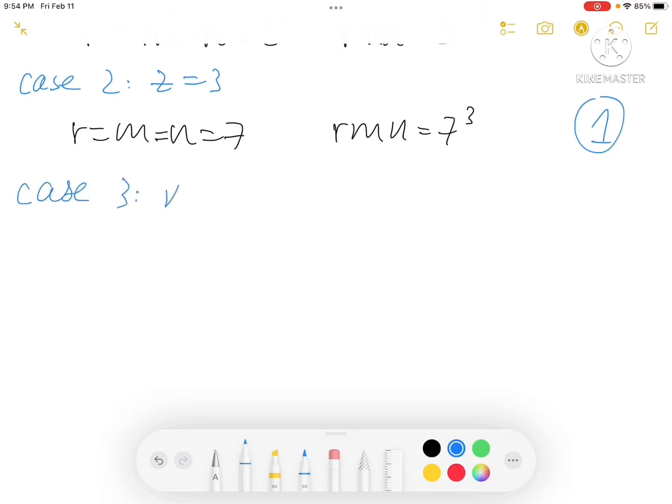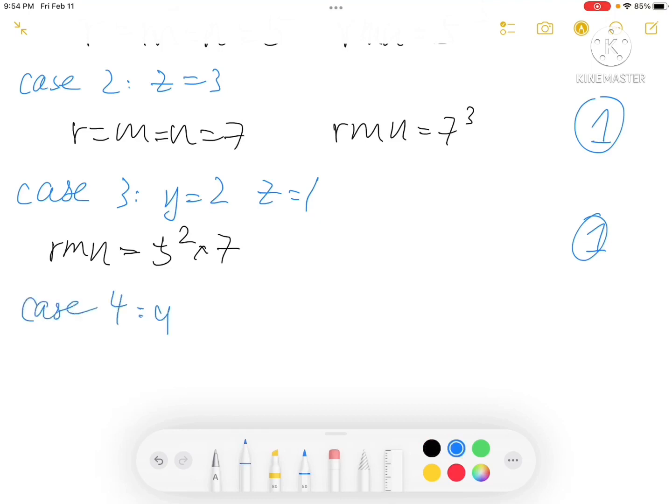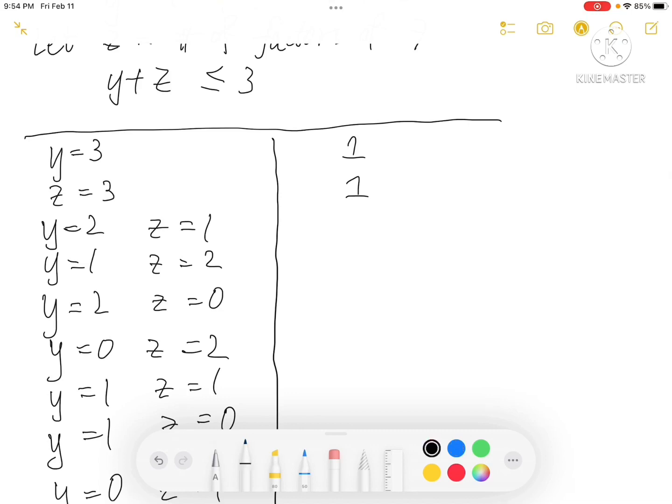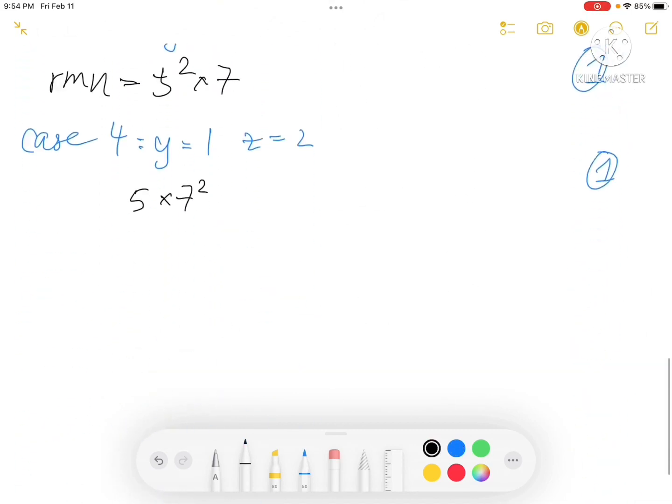We have case 3, when y is equal to 2, z is equal to 1. This means that two of R, M, and N are equal to 5, and the other one is equal to 7. So RMN must equal 5 squared times 7, because that's the only choice we have if we want to fulfill the requirements of having 2 factors of 5 and 1 factor of 7. So there's only one possibility for this case. Next we have case 4, which is very similar to case 3, when we have 1 factor of 5 and 2 factors of 7. So this is only one case, and let's write that down. Okay, great. Now we can move on to the 5th case.